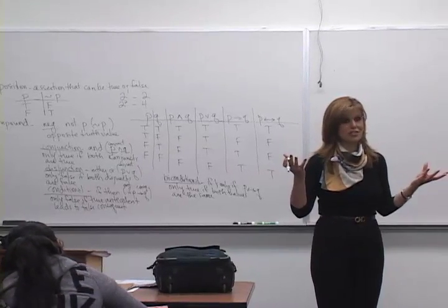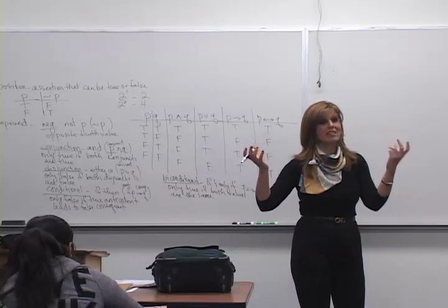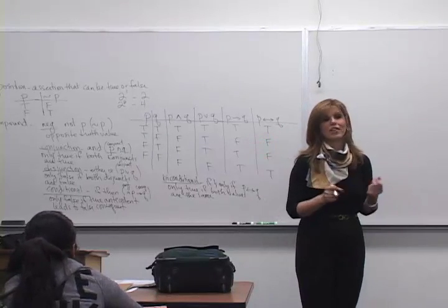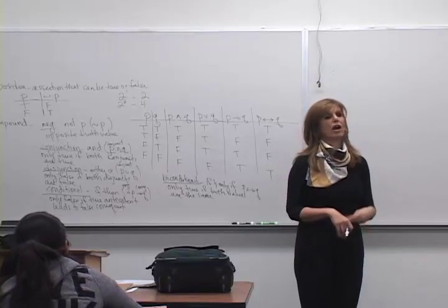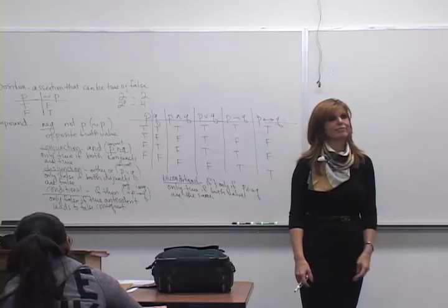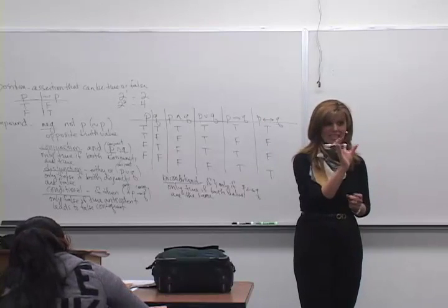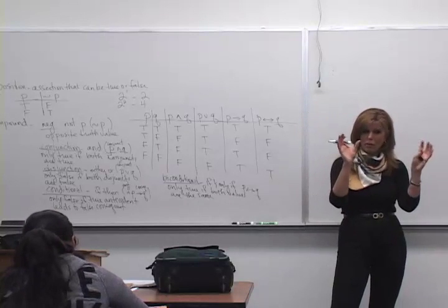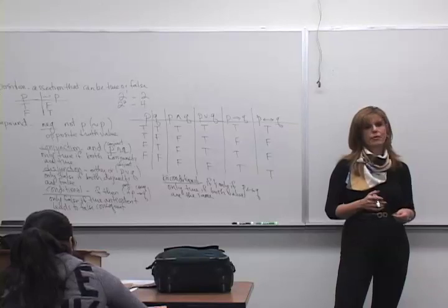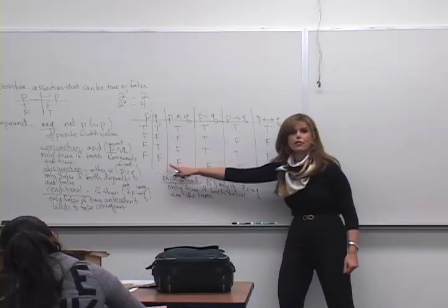Both disjuncts are false. But if I tell you something that's false, but I pair it up with something that's true, if I tell you, either we're sitting in class today, or we're in Hawaii right now, then because the sitting in class part is true, the whole thing is going to be true. So as long as both of them are not false, it's going to be true. Which is why you see here, it was only false down here when both of them were false.